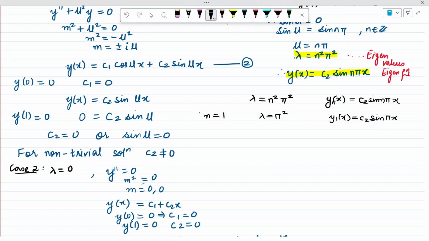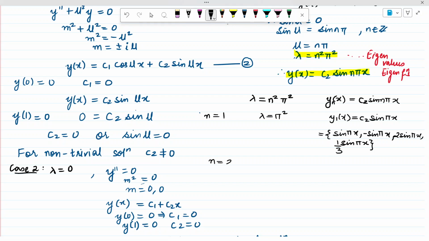Why is it a family? Because as you change the values of c2, you will get different functions. Like this could be only sine pi x. It could be negative sine pi x. It could be any of these values, different values. Is that okay? And we will of course not take 0. We could have 2 sine pi x. We could have sine pi x by 3 and so on. Okay. So this is one family.